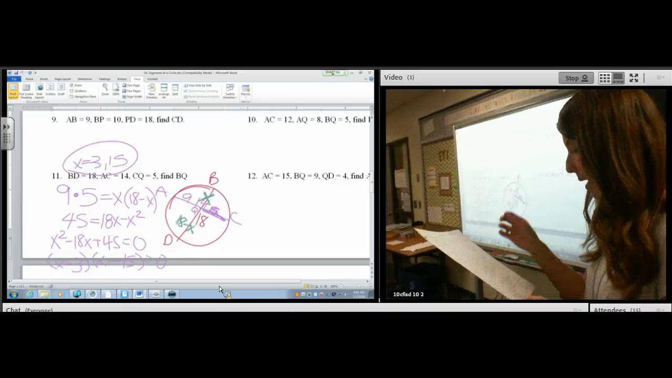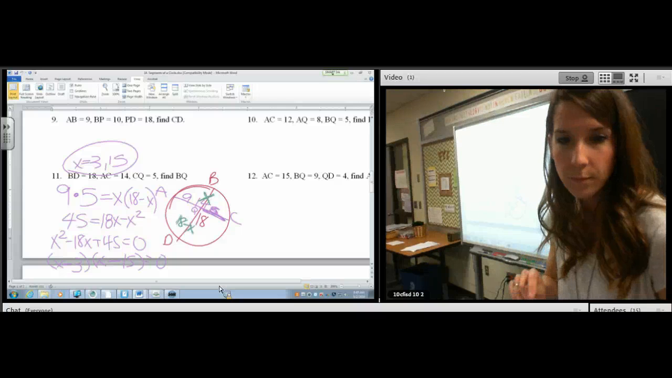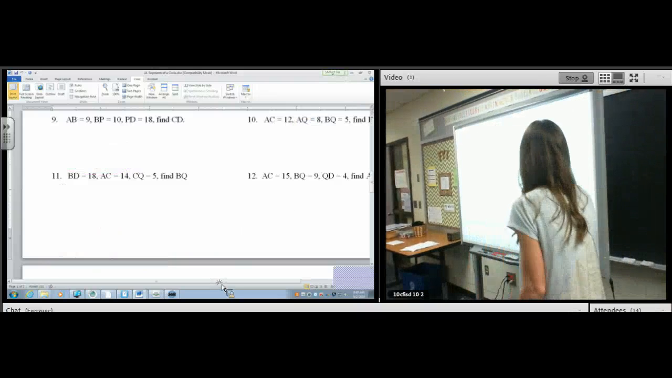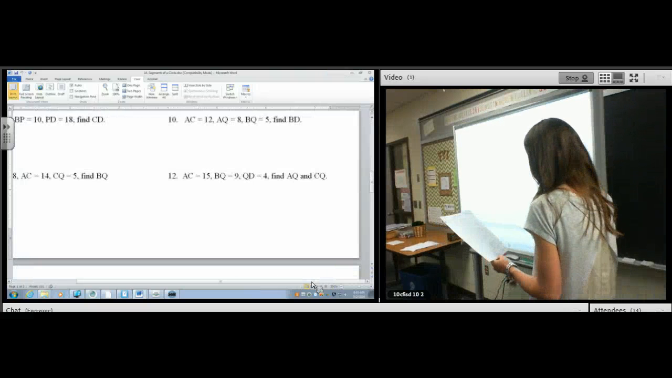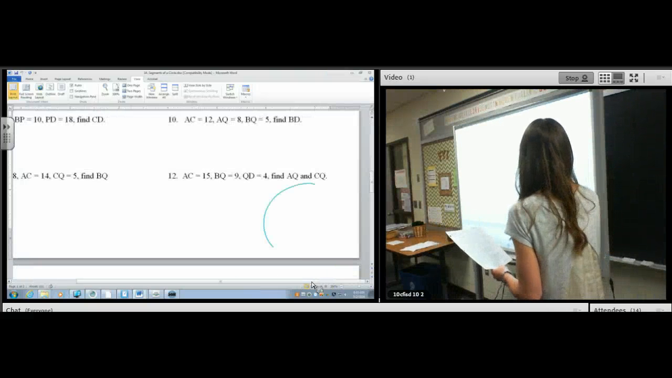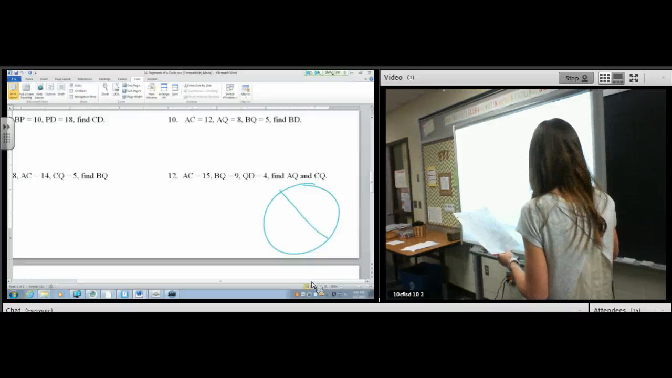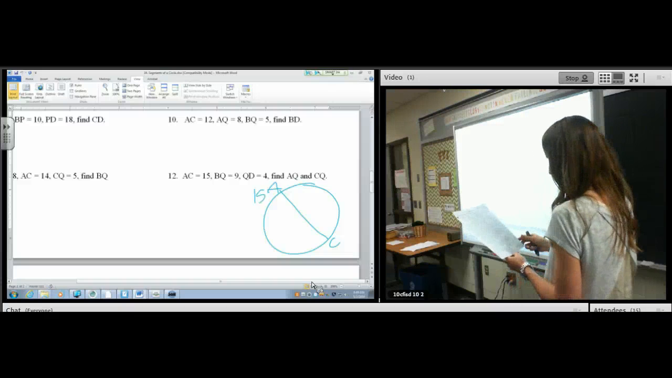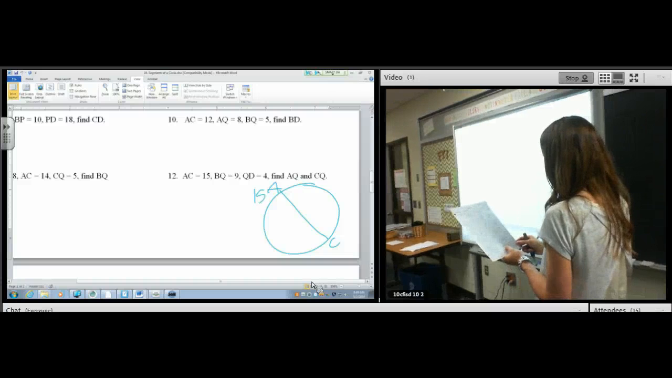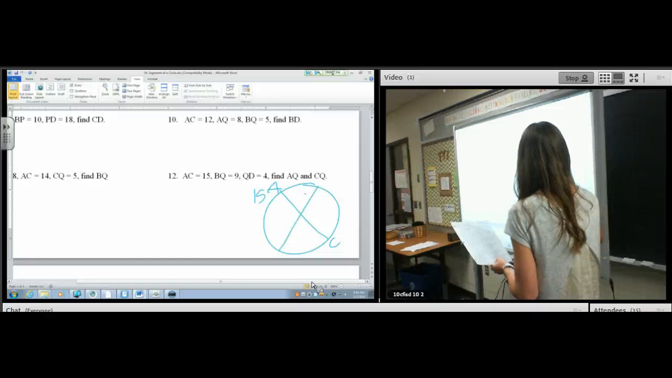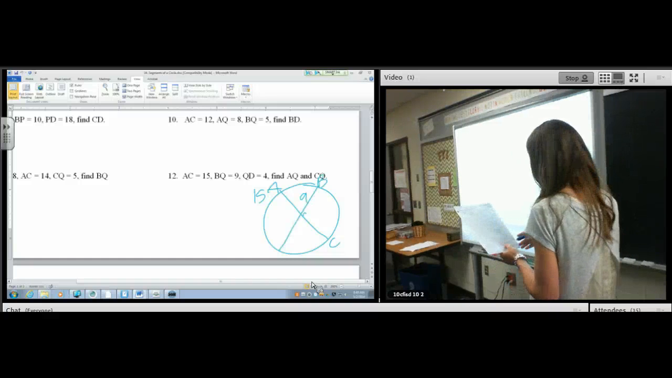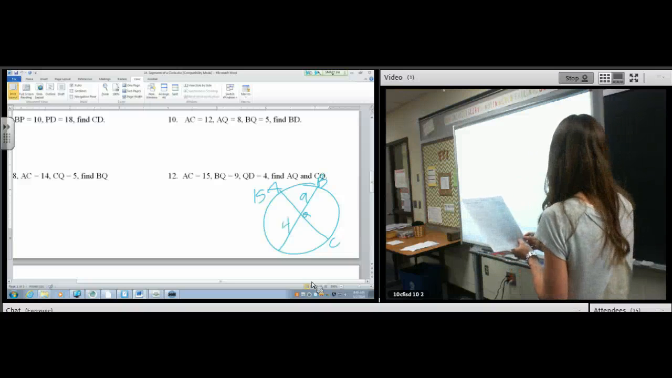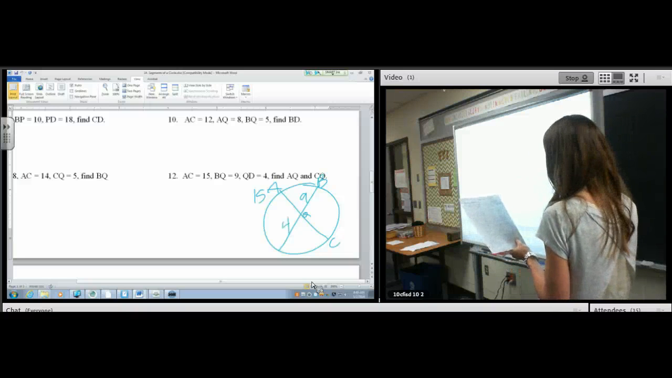All right, number 12. Okay, AC equals 15. I'm going to write it out here so my picture doesn't get too messy again. BQ is 9. QD is 4. Find AQ and CQ.